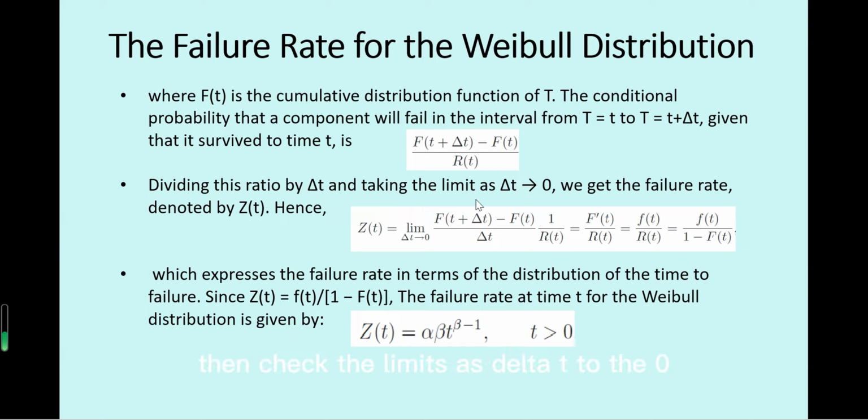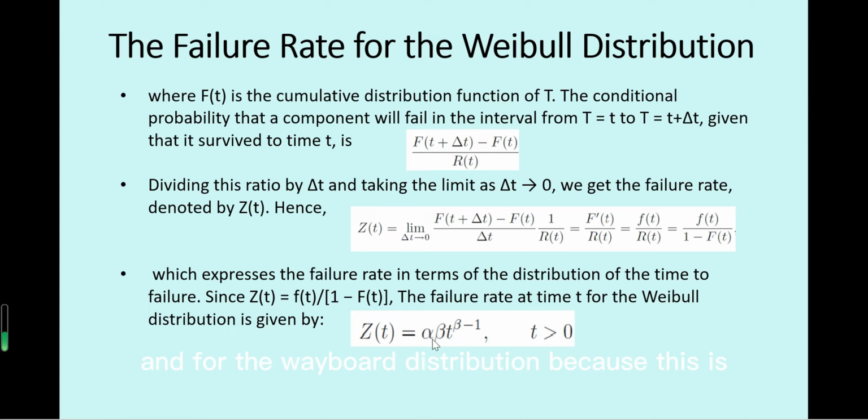So we just divide by delta t, and we get the unit ratio of this item. Then take the limit as delta t goes to 0, and we will get the failure rate. So failure rate, called C(t), equals the limit as delta t goes to 0 of the cumulative probability between these two items divided by delta t, then divided by the reliability R(t). After mathematical manipulation, we get failure rate equals the density function f(t) divided by R(t).